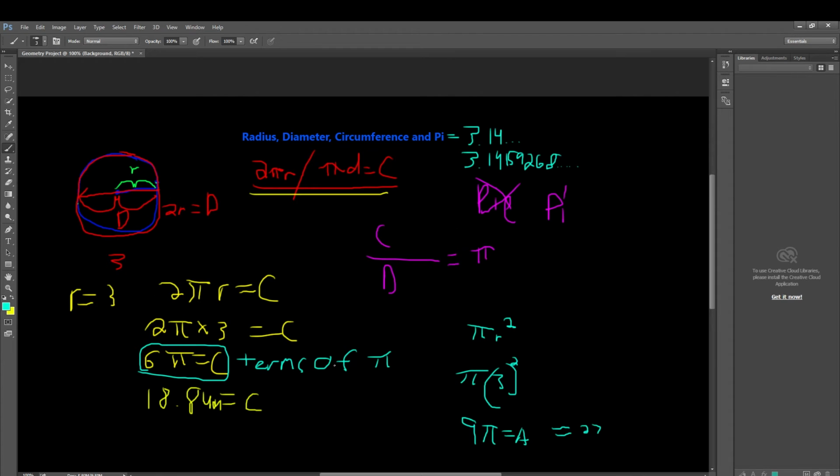Now, of course, we said that r equals 3. If it gives you the diameter, which in this case would be 6 because diameter equals 2r, so 2 times 3 is 6, and it doesn't give you the radius, all you have to do is divide this by 2 and you get the radius. Then solve for pi r squared.